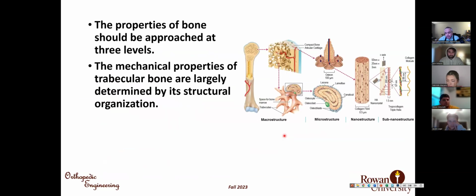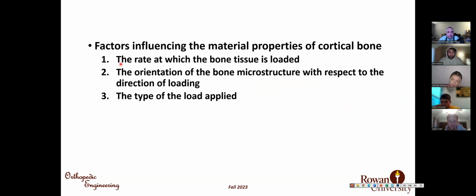The biomechanical behavior of bone depends on the structure we discussed: the gross structure, the shape of the bone, the microstructure, the orientation of the osteons we discussed, and the orientation of the microstructure of collagen fibers. These three determine the biomechanical behavior of the bone.